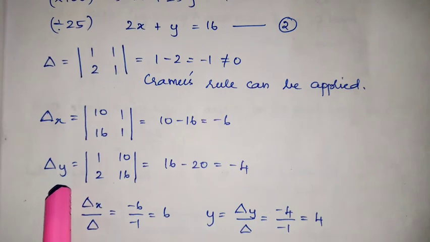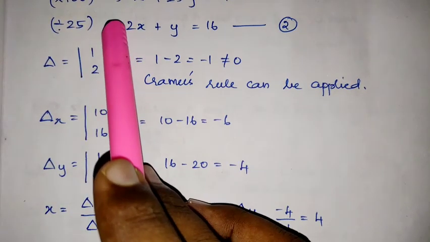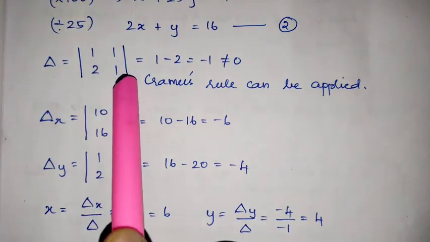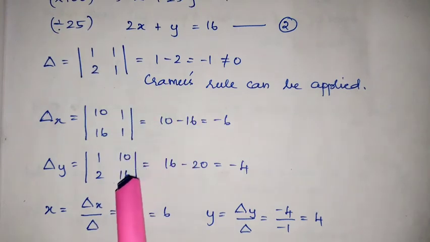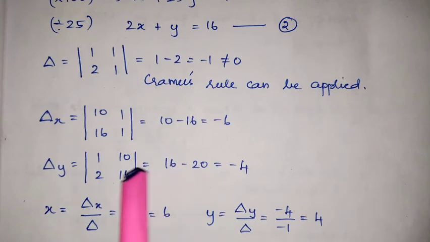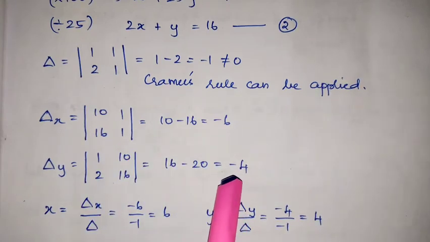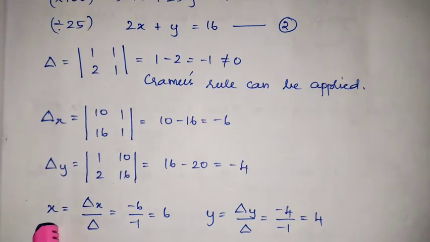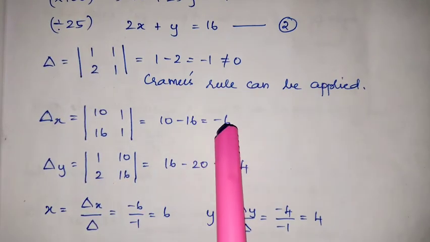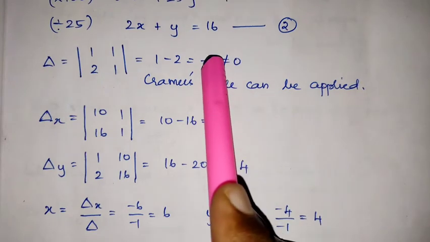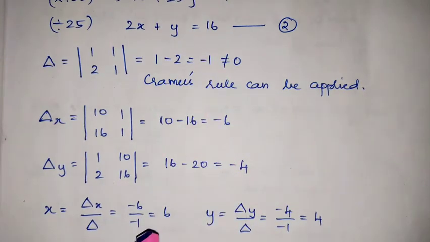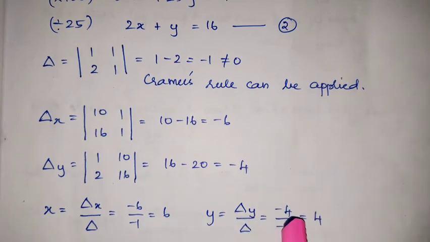Similarly, del y. How to find del y? From del, remove the coefficient of y and replace it by the constants, which are 10 and 16. Now expand this determinant: 1 into 16 is 16, minus 2 into 10 is 20, which is equal to minus 4. Now find the value of x. x is equal to del x divided by del, which is minus 6 divided by minus 1, which is equal to 6. Similarly, y is equal to del y divided by del, which is minus 4 divided by minus 1, which is equal to 4.